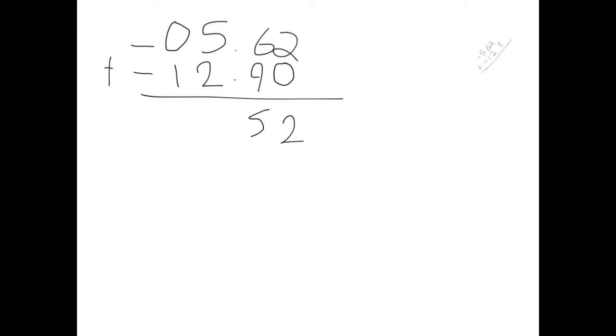We're going to take the 5 and put the 1 up. Now it's going to be 6, 7, 8. Bring our decimal down. And 1. And this is our common sign, so we're going to have to put that there. And it's 18.52.